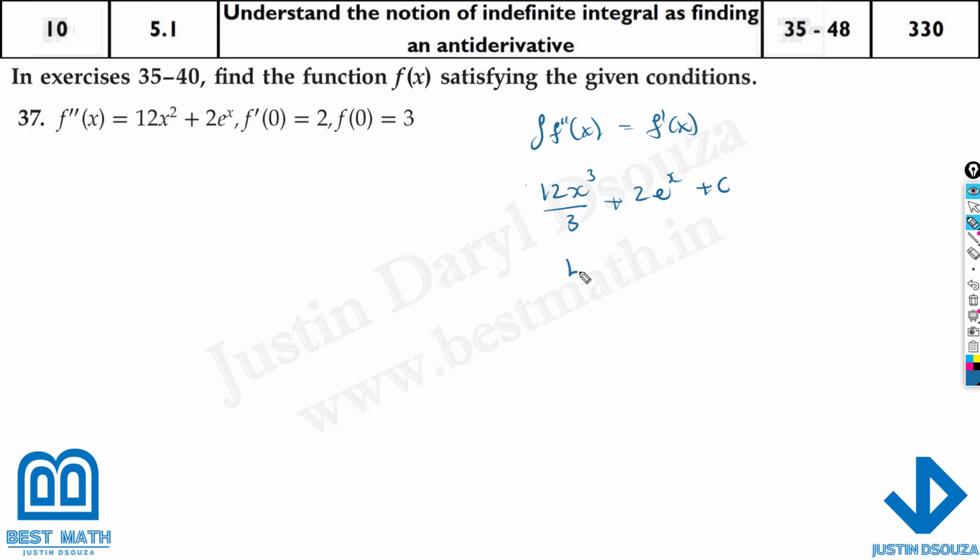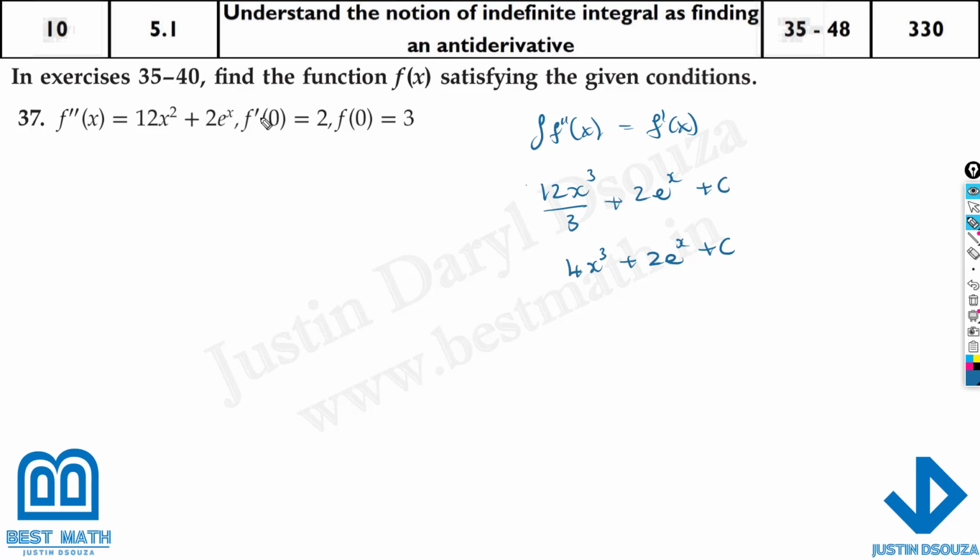Now this is going to cancel out and become 4x to the power 3 plus 2e to the power x plus c. Now, what is the c value? This is important before you go to the next step. Because why? Next step, again, we have to integrate it. Any constant will get an x term, isn't it?